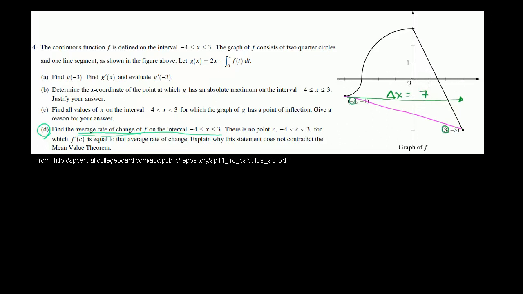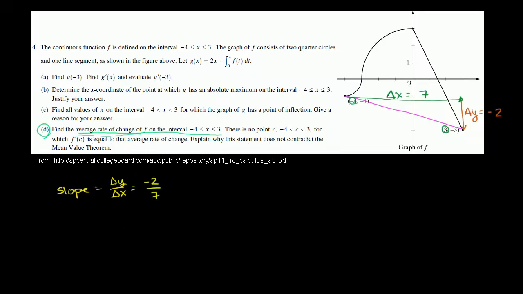That's our change in x, and our change in y. When we go 7 to the right, our change in y is equal to -2. We went from -1 to -3, which is -2. So slope, which is change in y over change in x, rise over run, is equal to -2 over 7. So -2 sevenths. And that's all it is.